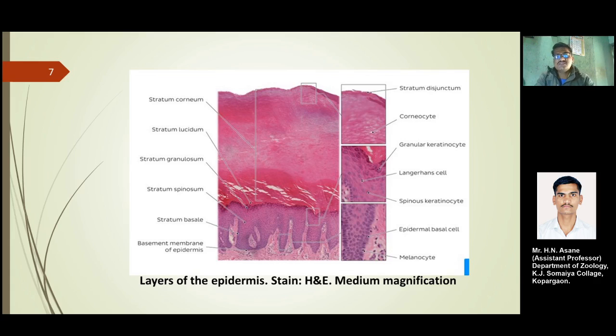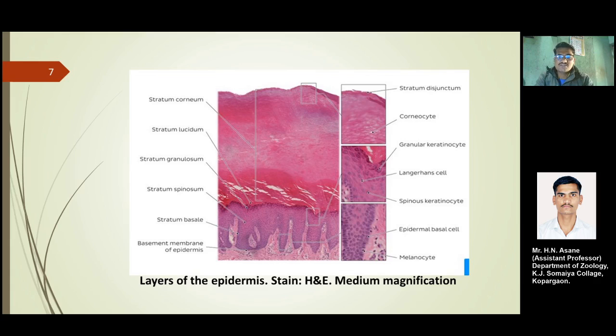As you can see at your right-hand side, that is the magnification of these particular layers. The first cube is locating the stratum corneum, and it has sublayers, with the stratum disjunctum being the uppermost layer. You can see the cells of the stratum corneum, which are known as the corneocytes.